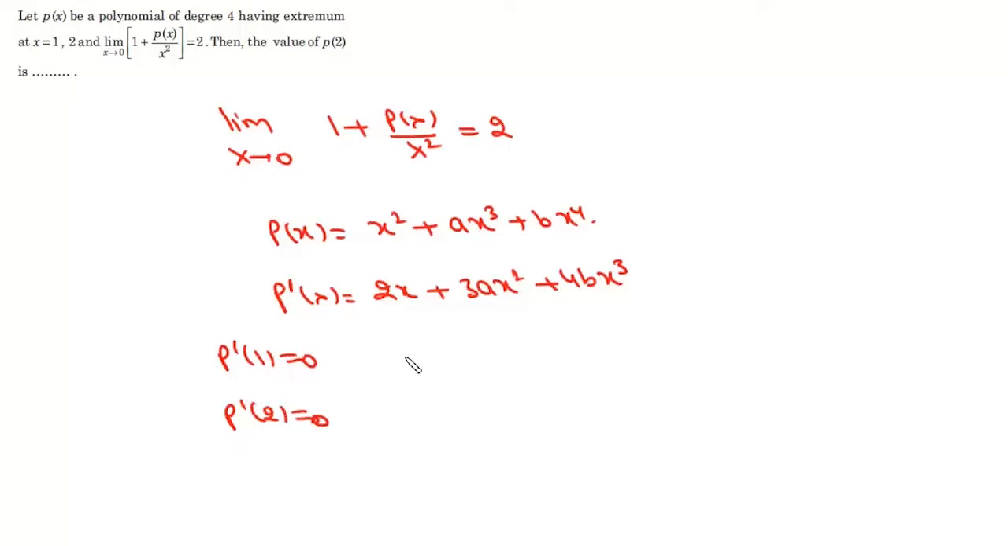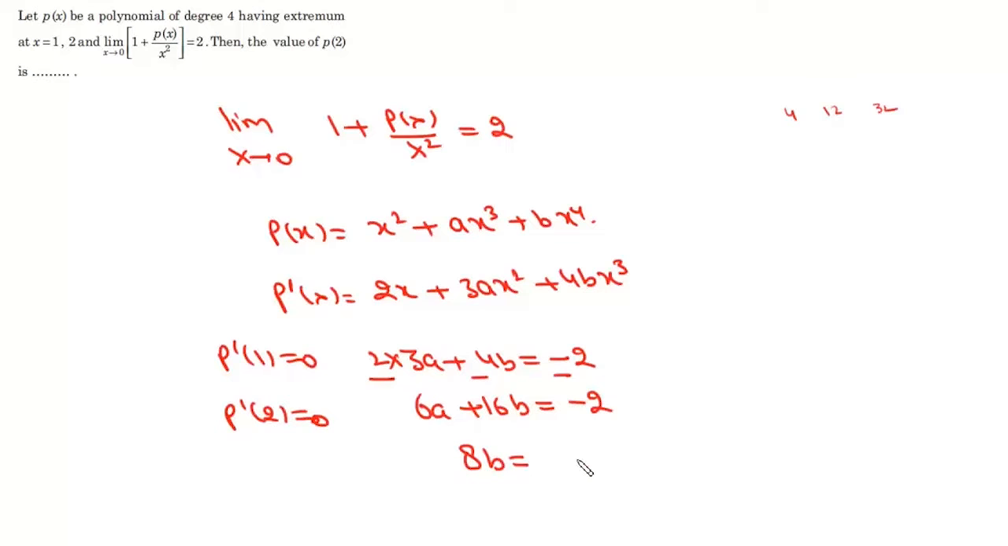Now if we put p dash 1, we get 3a plus 4b and there will be minus 2. And if we put this as 2, we'll get 6a plus 16b and there will be minus 2. Now we'll multiply this first with 2 and we'll subtract it. Then it will be 8b and 8b equals 2. Value of b is 1 by 4.